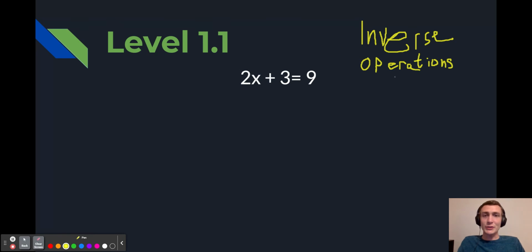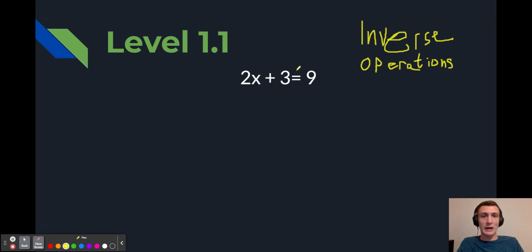Well, inverse means opposite, right? So we need to do the opposite operation. And you might be like, operation, like a doctor? No, an operation is a sign: that plus sign, a minus sign, a times, or a division. So when we have this 2x plus 3 equals 9 right here, we are able to use the opposite of plus 3 to get rid of this plus 3.